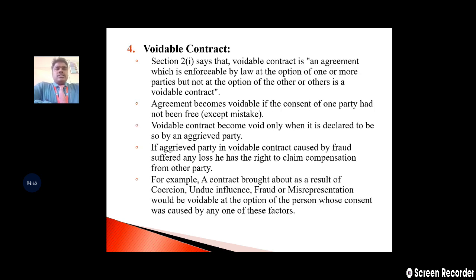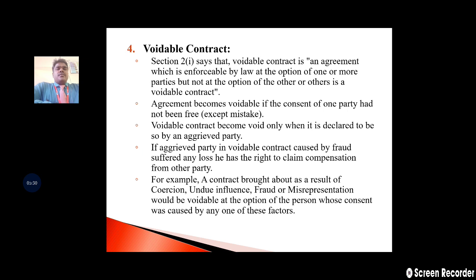Voidable contract. Section 2(i) says that a voidable contract is an agreement which is enforceable by law at the option of one or more parties but not at the option of the other or others. An agreement becomes voidable if the consent of one party has not been free, except for mistake. A voidable contract becomes void only when it is declared to be so by the aggrieved party.